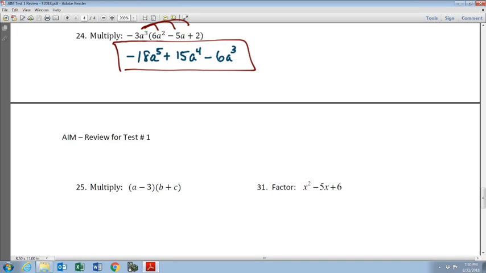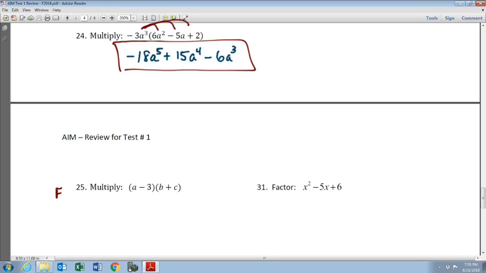Alright, let's move on to number 25. Now keep in mind in the next couple screens here, they were going down vertically in order, so I'm going to be going a little bit out of order here. On number 25, we've got a binomial times a binomial, and so we're going to FOIL this.